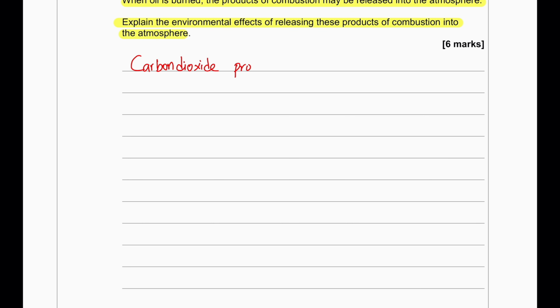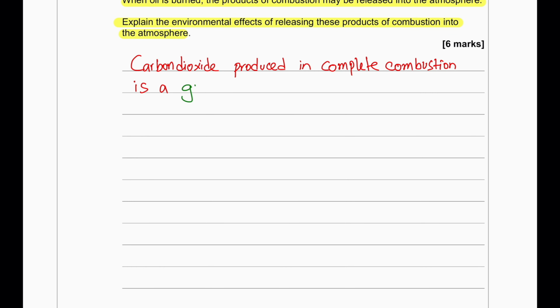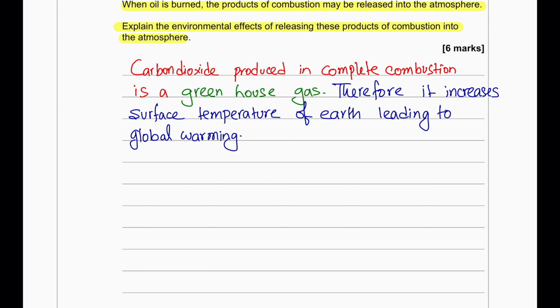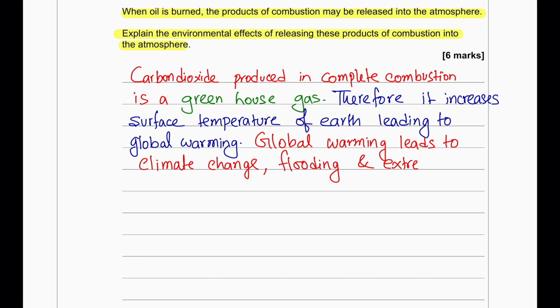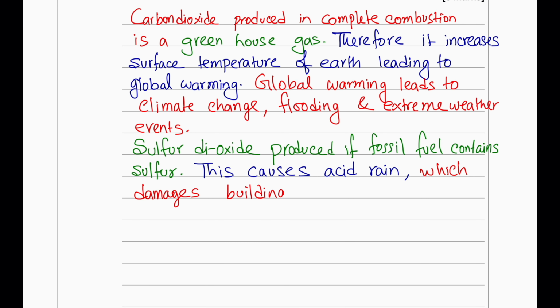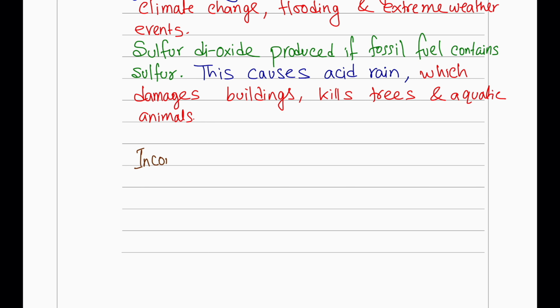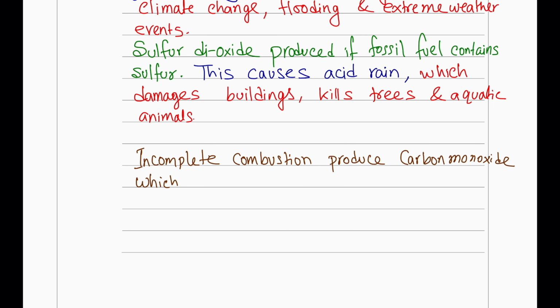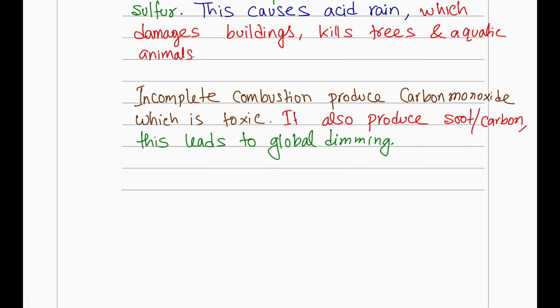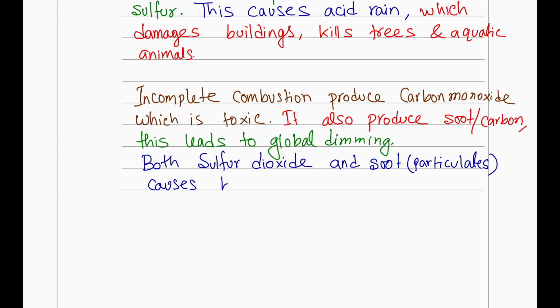Complete combustion of oil produces carbon dioxide gas, which is a greenhouse gas. A greenhouse gas increases the surface temperature of the earth, which leads to global warming and climate change. The sulfur in the fuel gets burned to produce sulfur dioxide, which then causes acid rain. It can damage buildings and statues, and also it damages trees and aquatic animals, and causes respiratory problems in humans. Incomplete combustion produces carbon monoxide, which is toxic, and produces carbon, which is soot. These are particulates which lead to global dimming and respiratory problems in humans.